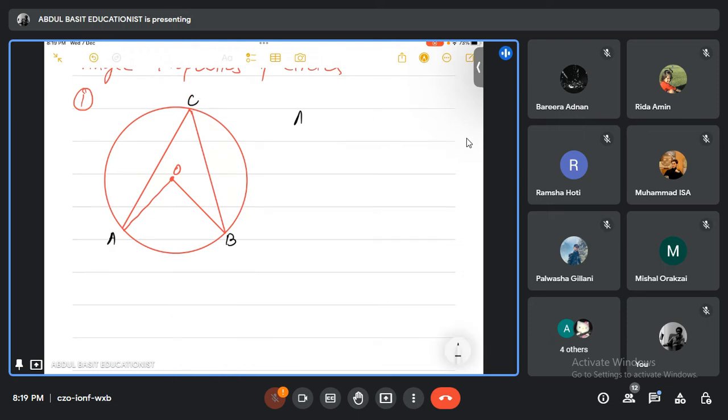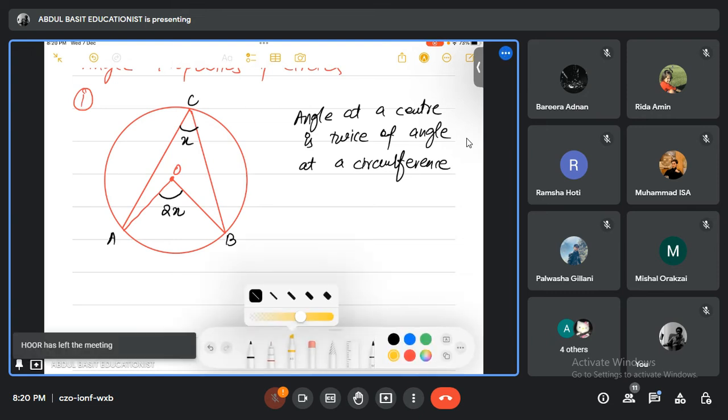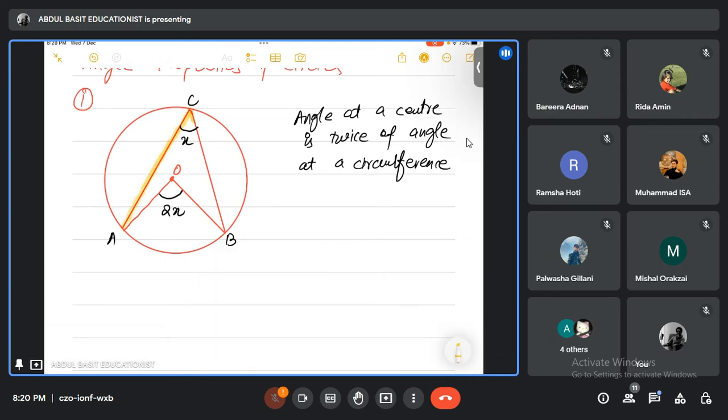Okay, so angle at a center is twice of angle at a circumference. For example, if this angle is x, that angle will be double of x, 2x. The starting and ending of the arc should be the same. Look at this, I'll be drawing this very quickly, so pay attention. Starting of the arc, hitting the circumference, going back towards the center, and now going back to the start. These two arcs have the same starting and ending point, which is A and B.